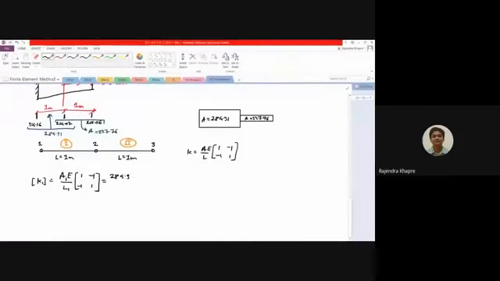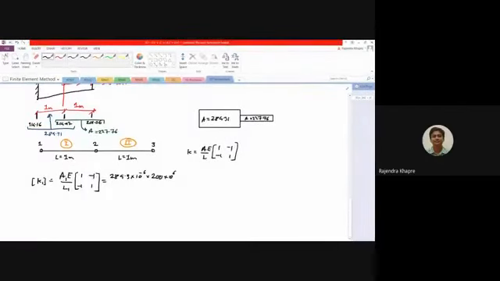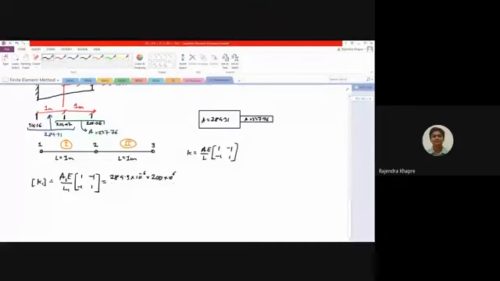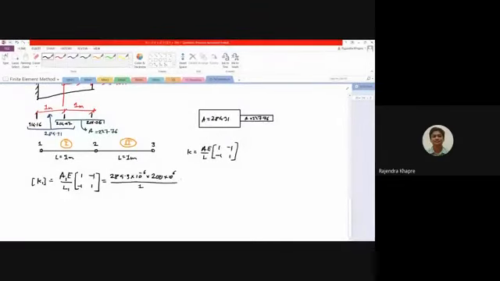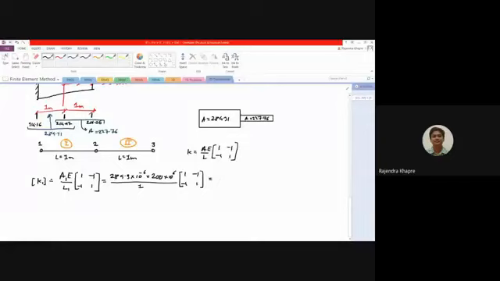284.3. This is in millimeter square, isn't it? So what we have to do is multiply it with 10 to the power minus 6, so that it becomes meter square. Then the modulus of elasticity is 200 into 10 to the power 6 kilonewtons per meter square, divided by the length of the first element, 1 meter. Can someone tell me how much is the constant outside the brackets? How much is coming? 56862.